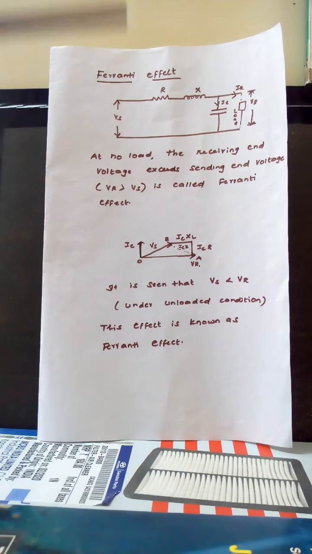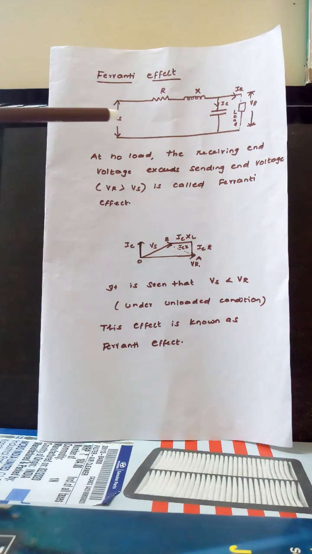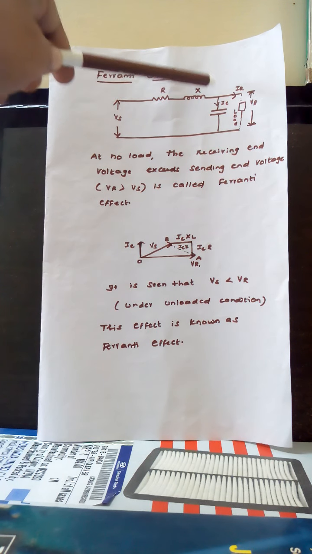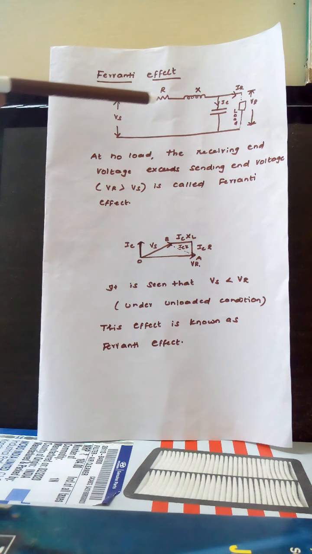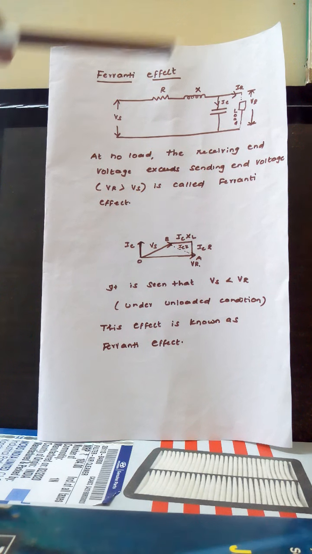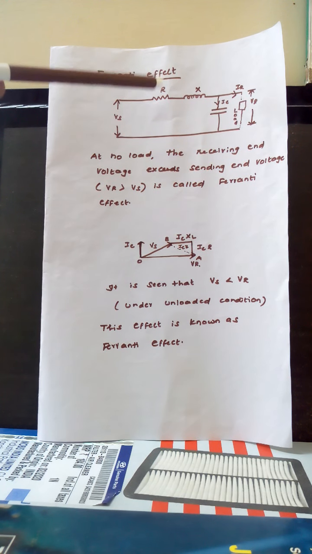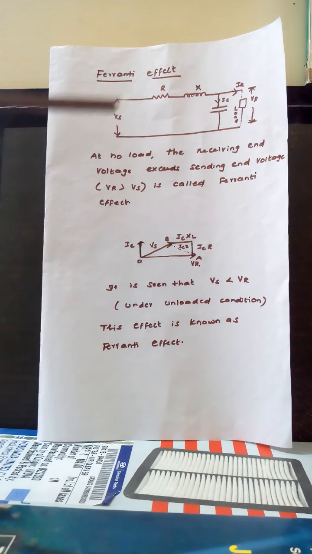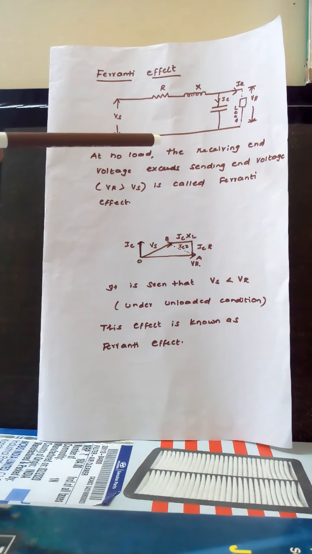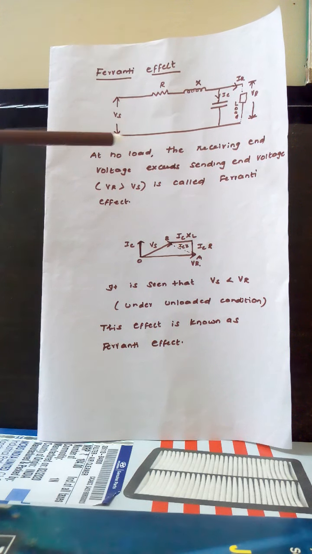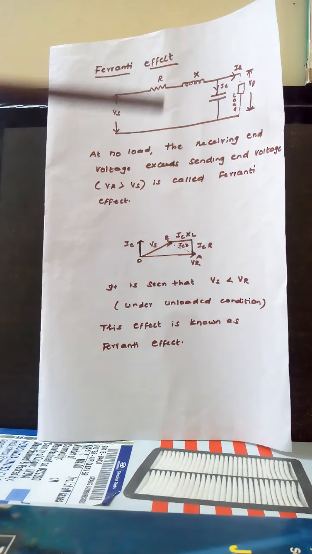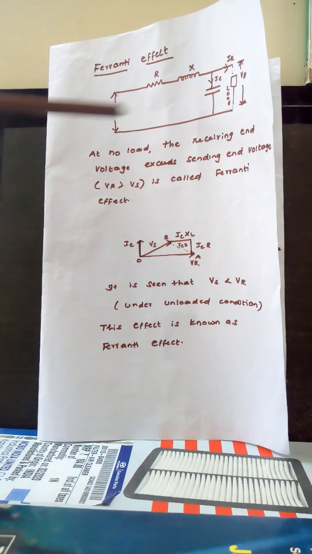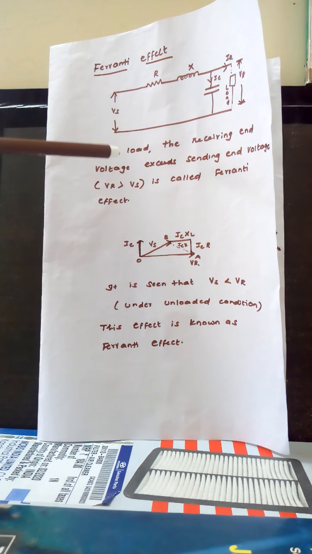Subsequently, as we move towards the load end, we have X1, X2, X3, with different inductance values. The total drop is IC into X1 plus X2 plus X3. All these drops will be in phase with the sending end voltage. So Vs will be less than VR. At no load condition, VR is greater than Vs, and that effect is called the Ferranti effect.